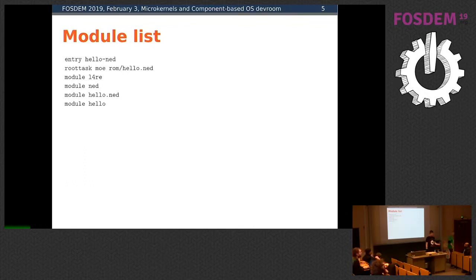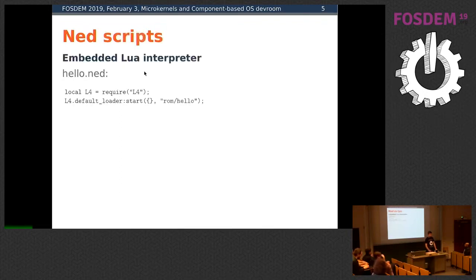Now it's unmuted. Yeah. So this is the list of components for the Hello World demo. We basically see a couple of interesting things that will also be shown later. One of them is a so-called net script, which is a Lua script, which will be used by our init process called Ned, which embeds a Lua interpreter in itself to basically configure the system, spawn new processes, and interconnect them via capabilities. So for the Hello World program, the net script is very simple, as you can see.